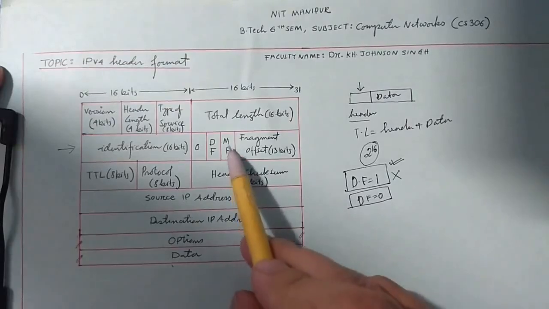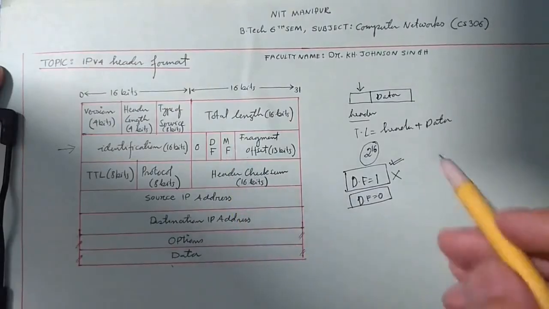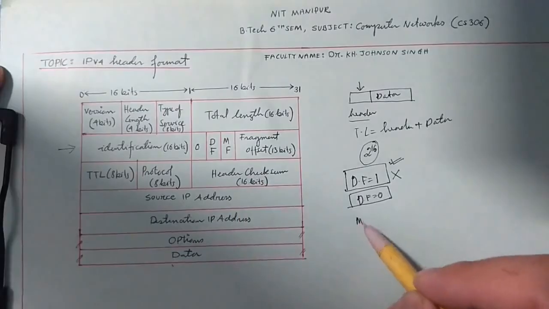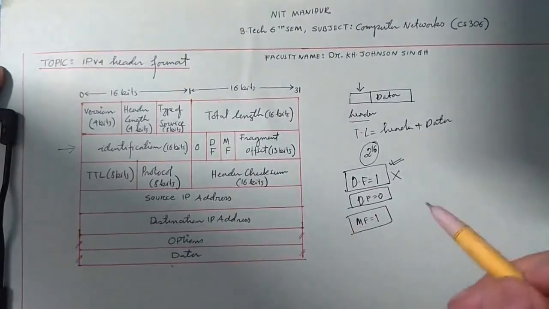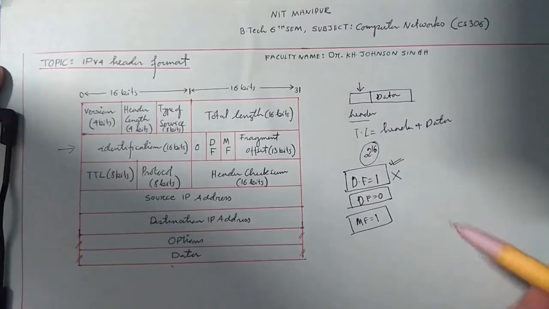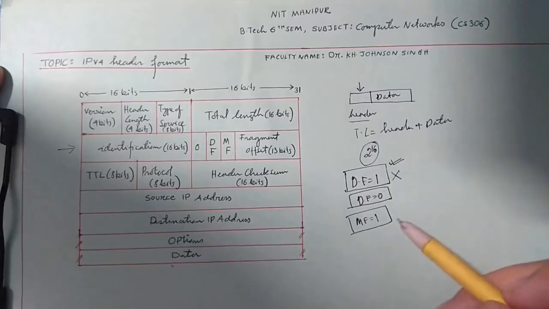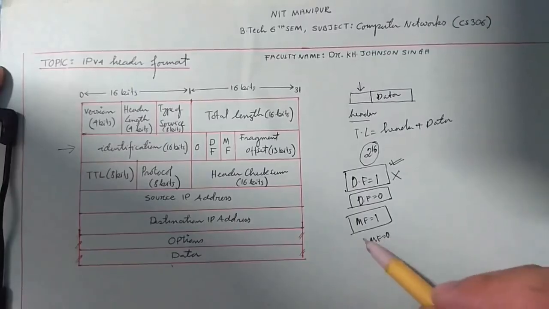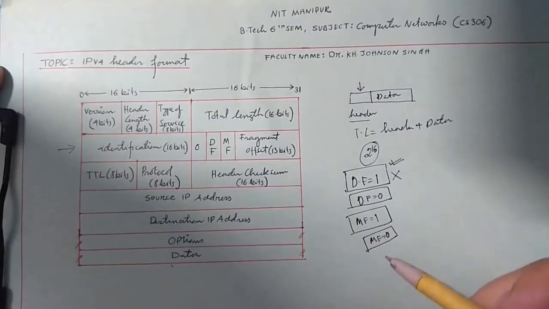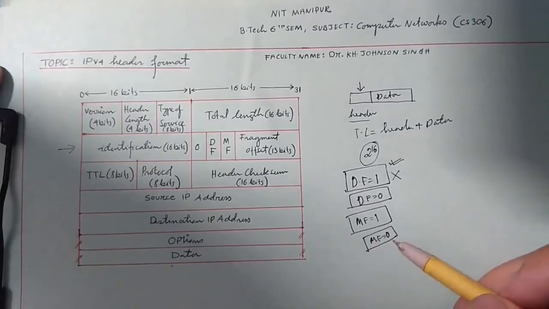The next part is the more fragments flag. If the MF value is set to 1, it means that there are other parts of the packet that still need to be fragmented. If the MF flag is 0, then it means that it is the last part of the fragments.